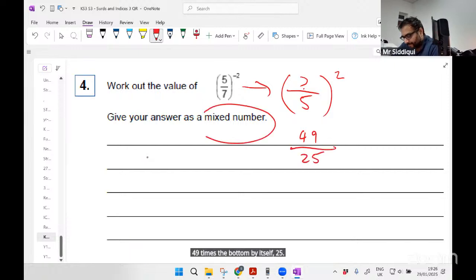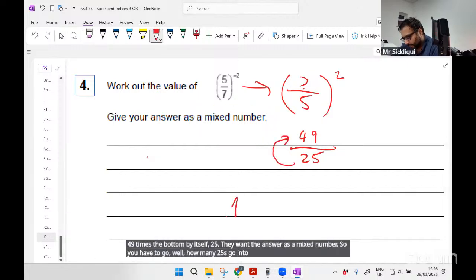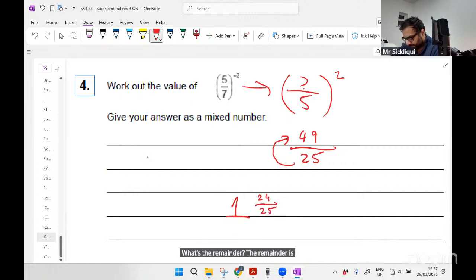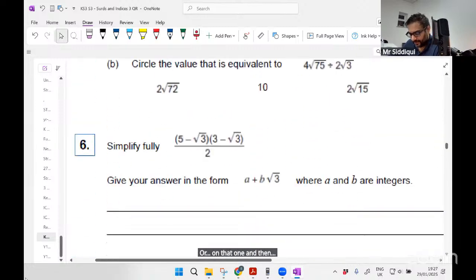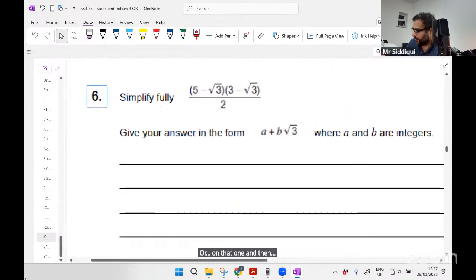They want the answer as a mixed number. So you have to go, well, how many 25s go into 49? The answer is 1. What's the remainder? The remainder is 24 over 25. That is the answer as a mixed number. That's question 4 on that one. And then 6. Yeah, 6 is a bit horrible.